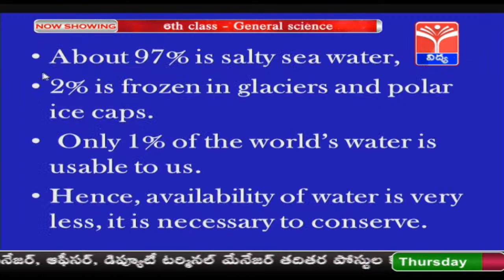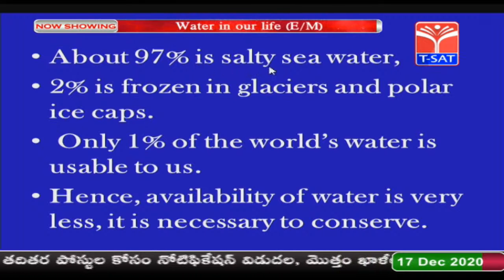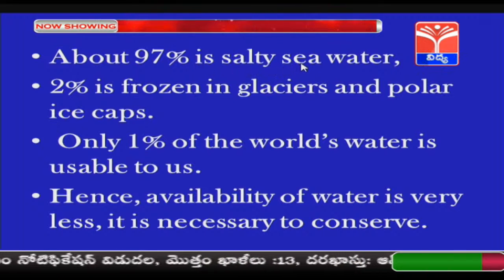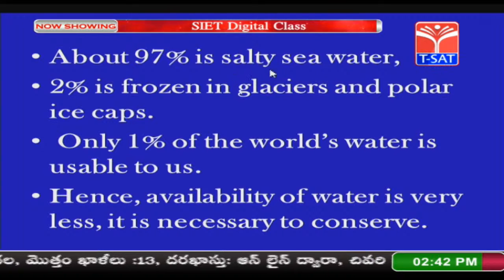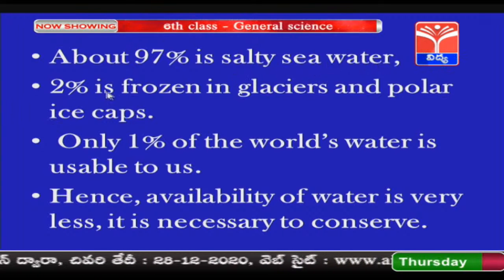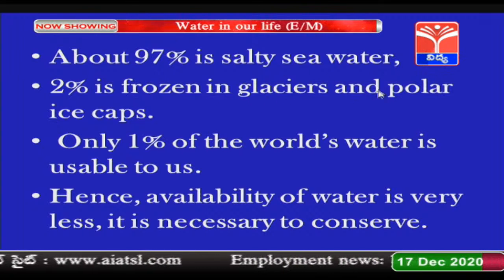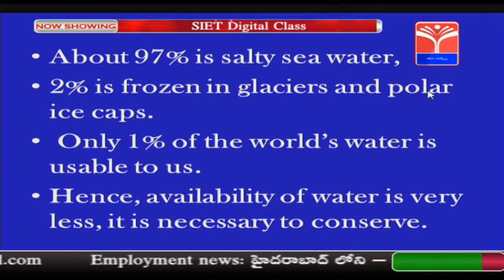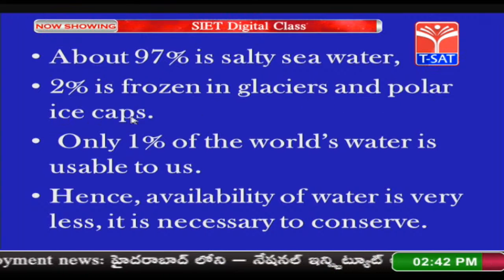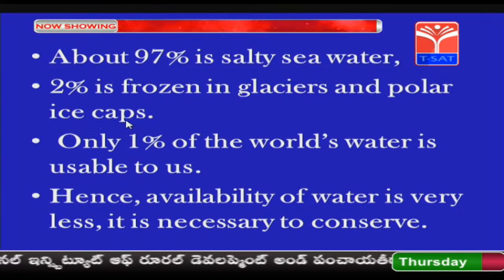So, what we have learned here: about 97% is salty, which is present in the sea. So, we call it sea water. Then 2% is frozen in glaciers, and there is also some amount of water present as polar ice caps. This we mostly find at the polar regions.